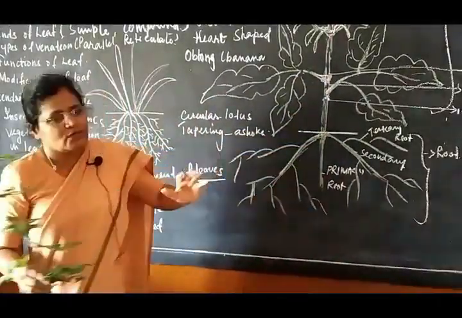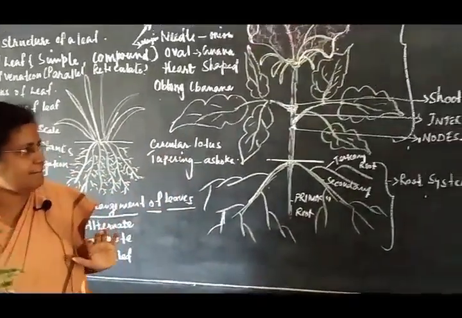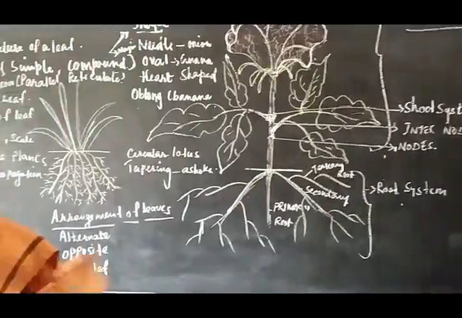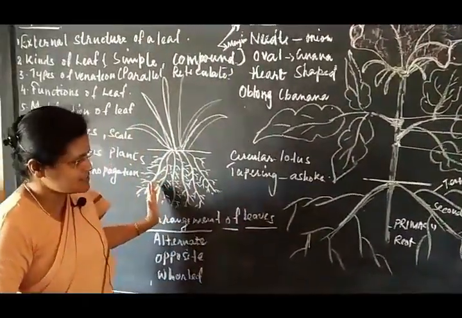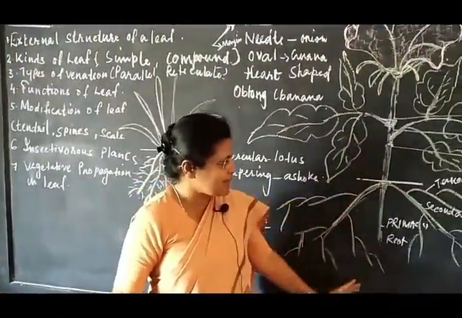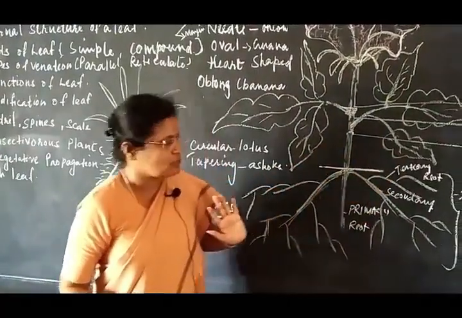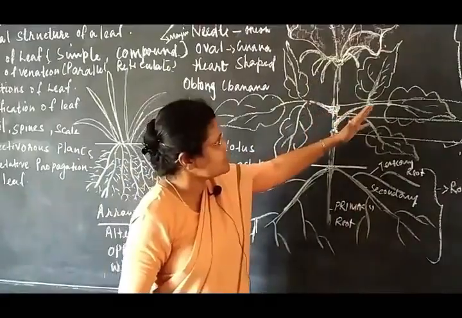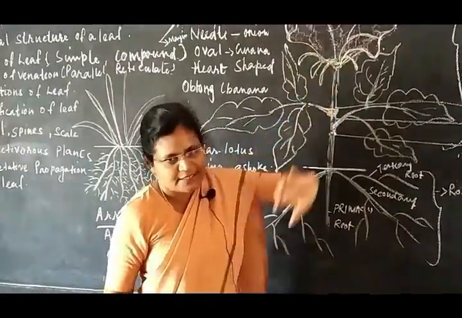Now that's about your shoot system and root system. I repeat, there are two types of root system: the taproot system and the fibrous root system. In the taproot system you have the primary root, secondary root and tertiary root, and the shoot system has the stem, the branches, the flowers, the fruits and the seeds.